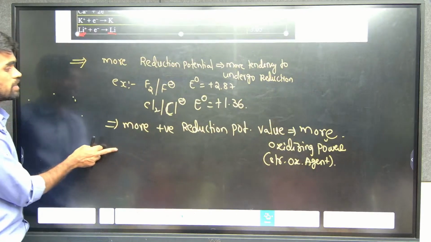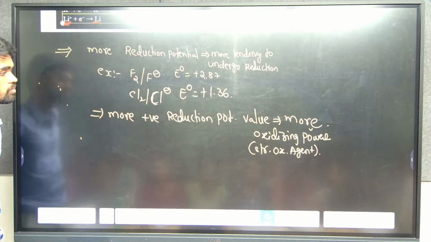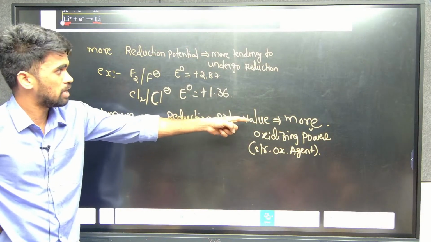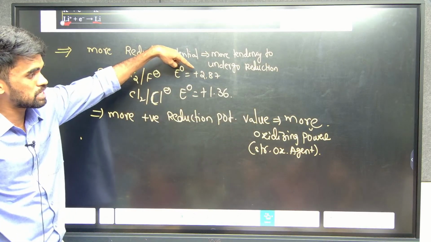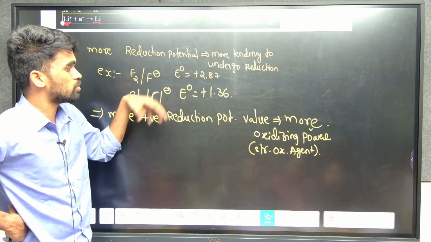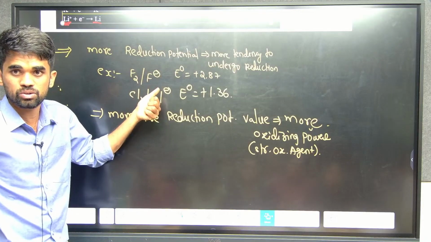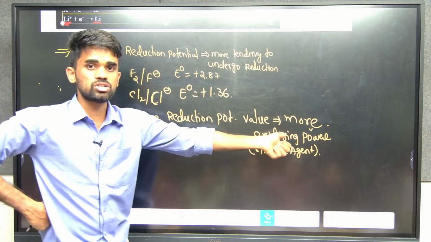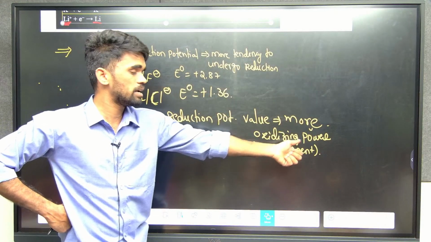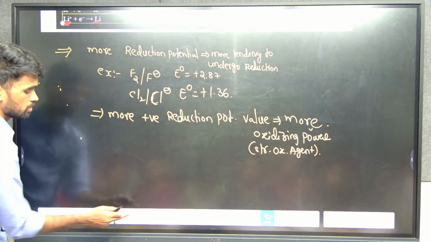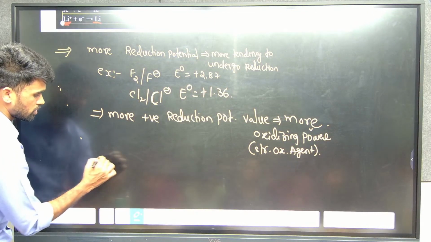So what I am saying here, read these lines. More positive oxidation, more positive reduction potential value, more oxidizing power. Who is having more oxidizing power, they will ask you. More reduction potential, it will act as a strong oxidizing agent, or it has more oxidizing power. Remember these statements.